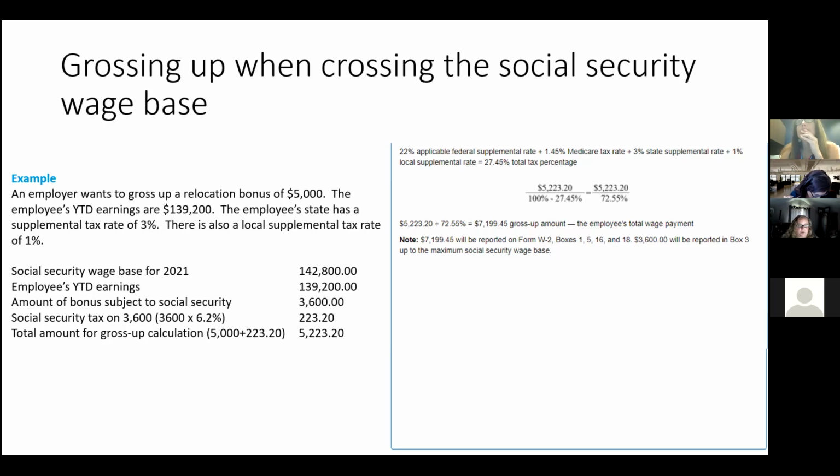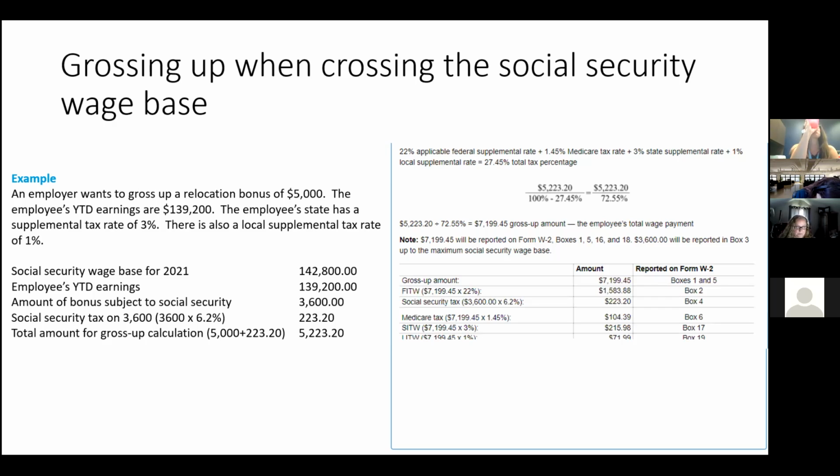On her W-2, boxes 1, 5, 16, and 18 would have that full amount added to them. Box 3, on the other hand, is only going to have $3,600 added to it. That's because that's the only amount from the $5,000 bonus that brings her up to the Social Security limit for the year. So that's what that piece looks like.